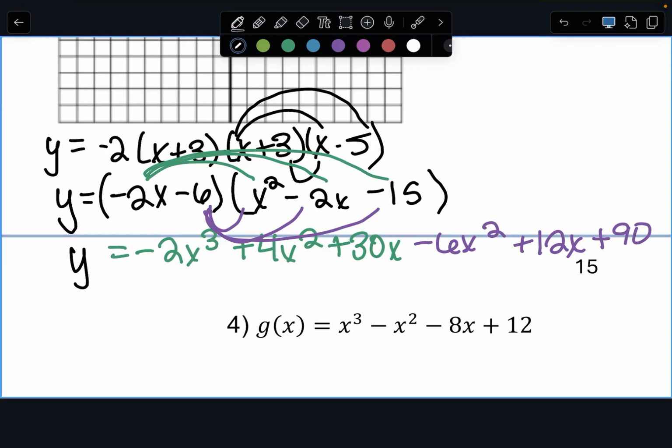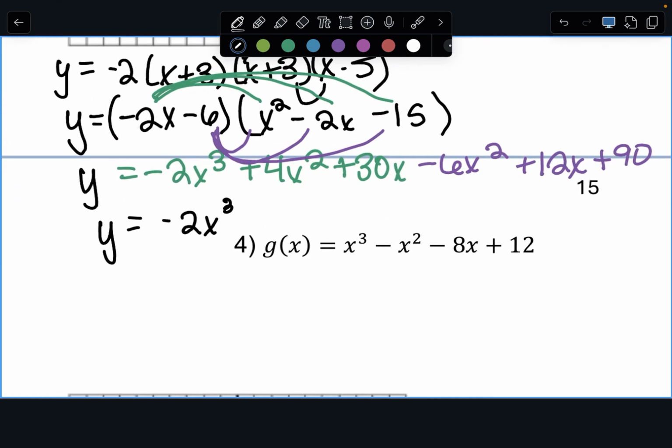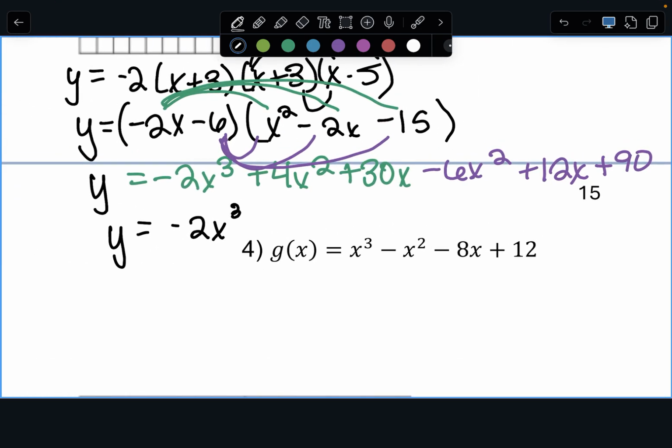Last and final step, combine like terms. So -2x cubed, he does not have a friend. He stays out in front. Double checking, the A that I got was -2, and A is still -2. That's good. 4x squared minus 6x squared is -2x squared. 30x plus 12x is 42x. And then still plus 90 on the end.